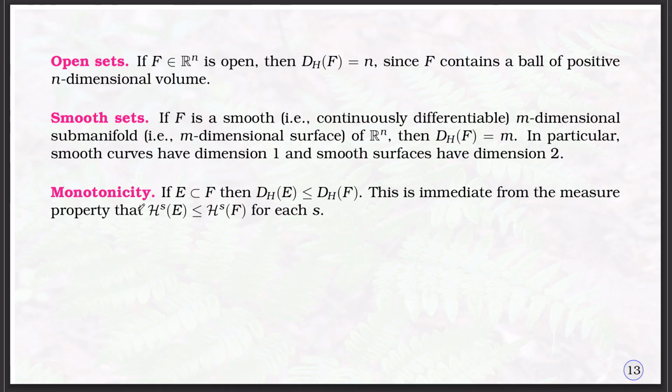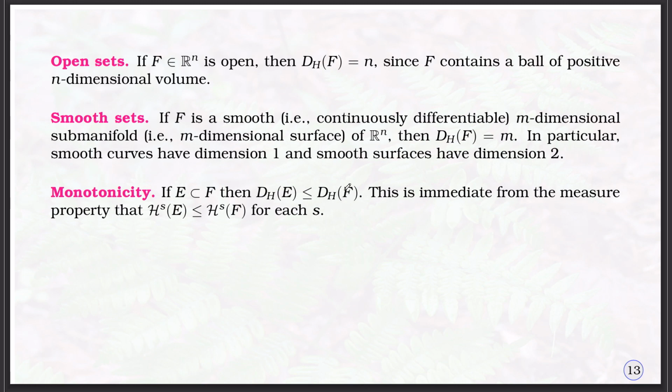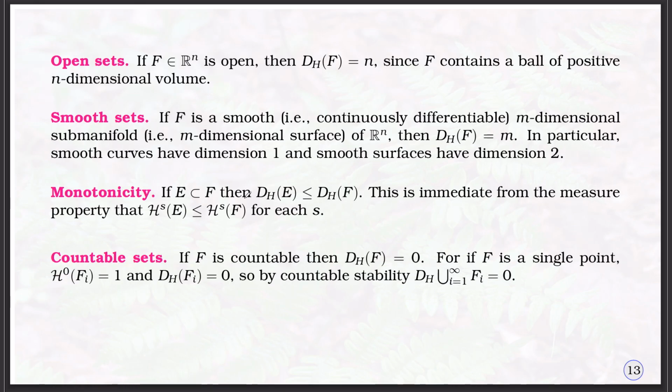Now, the monotonicity property. Already we discussed the monotonicity property of the s-dimensional Hausdorff measure. Now we discuss the monotonicity of Hausdorff dimension. If E is contained in F, then the Hausdorff dimension of E is less than or equal to the Hausdorff dimension of F. You can compare these properties with what we already defined as the fractal dimension in terms of the box counting method. Keep in mind the fractal dimension also satisfies all these properties. This is immediate from the measure property that Hs of E is less than or equal to Hs of F for each s. Therefore, if E is contained in F, then the dimension of E is less than or equal to the dimension of F.